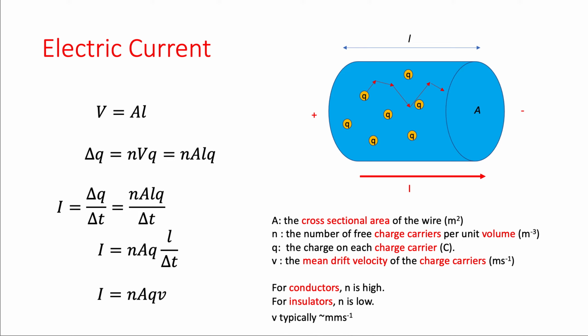A last point, V, our drift velocity, is typically very, very small. It's typically of the order of millimeters per second. So when you're using your equation to calculate, and you're asked to calculate drift velocities, do not expect high values. We often have the idea that electricity travels at the speed of light. Well, actually, electric current does not travel at the speed of light. Electric current travels relatively slowly in terms of the drift velocity.